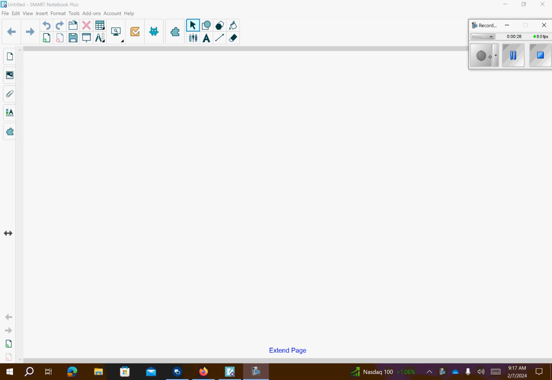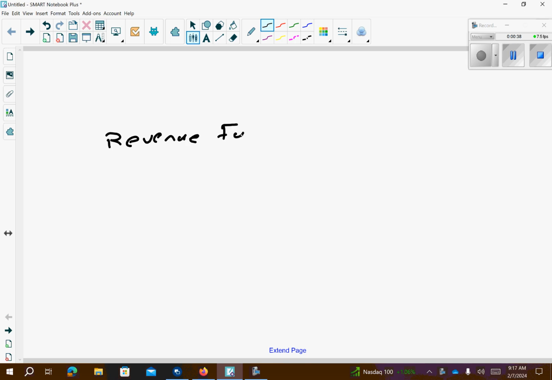All right, so we have to define a few things. We're not going to worry too much about what this is as it sits, but I want to define a revenue function, and then we'll work through these.